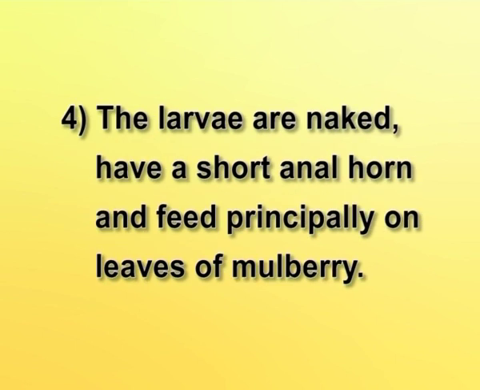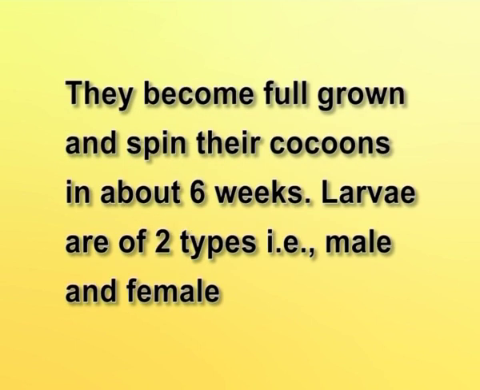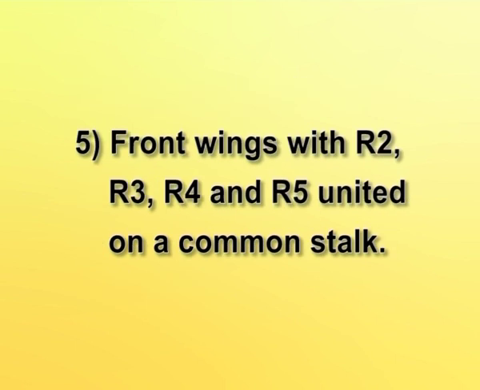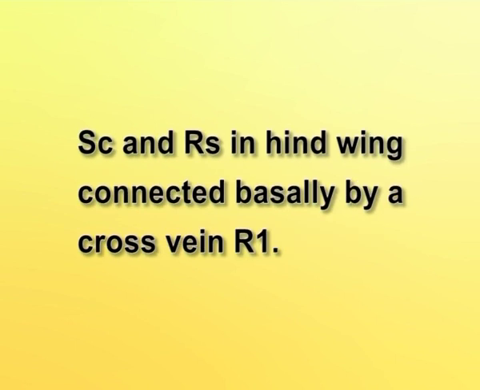The larvae are naked, have a short anal horn and feed principally on leaves of mulberry. They become full grown and spin their cocoons in about 6 weeks. Larvae are of two types, that is male and female. Front wings with R2, R3, R4 and R5 united on a common stalk. Sc and Rs in hind wing connected basally by a cross vein R1.